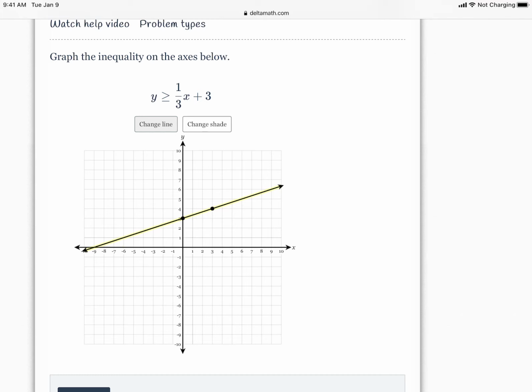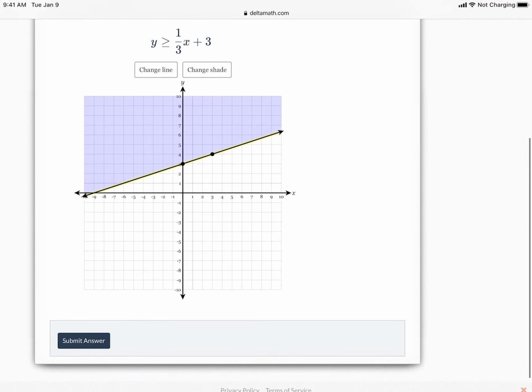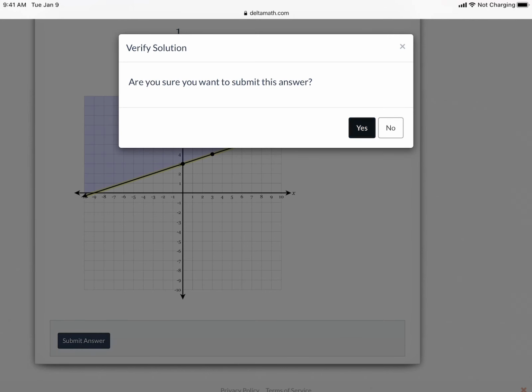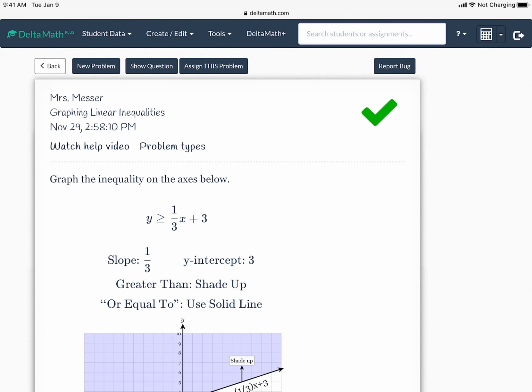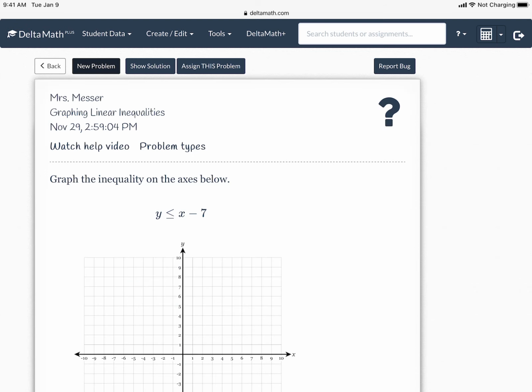Now it's greater than or equal to, so my solid line is because of the equals, but what about the greater than? Where do I shade? Do I shade above or below this line? Greater than. Absolutely, you're going to shade above. All right, so now I'm going to submit my answer, and boom, got my green check mark. So that's your assignment this week. Super easy. Just remember when you're solving for y, if you have to divide by negative to flip that inequality.